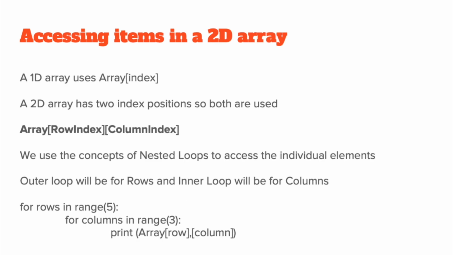Okay, so how do we access items in a 2D array? Well, the 1D array uses array square bracket index. A 2D array has 2 index positions, so both are used. So array, square bracket row index, and column index.